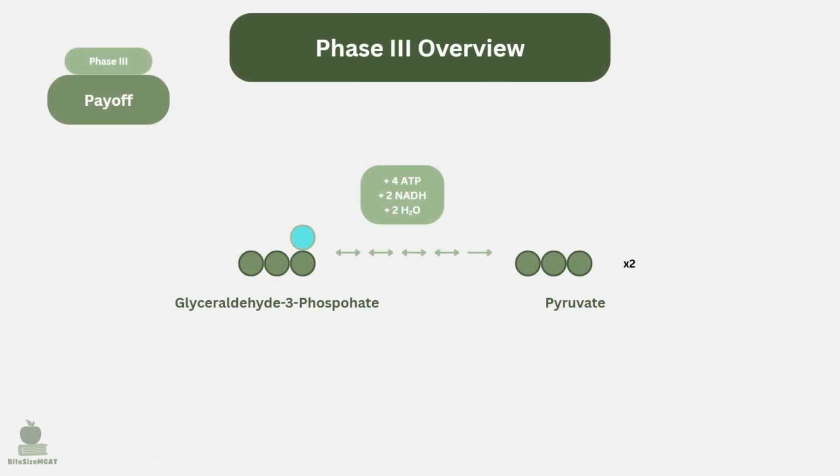Phase 3 is when all of this happens. We go from a 3-carbon molecule of glyceraldehyde 3-phosphate to another 3-carbon molecule, pyruvate. So we know we are not cleaving or losing any carbons along the way, but we are changing this phosphate molecule. In this process, we create ATP and NADH as our main products and also some water as a byproduct.